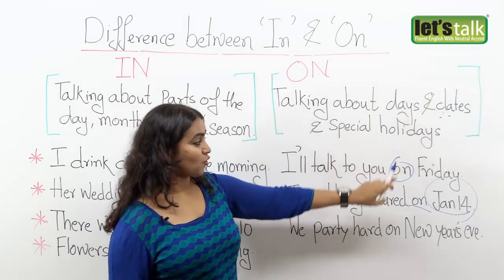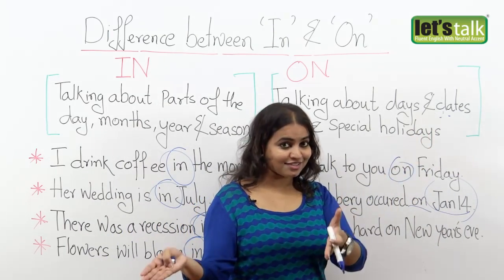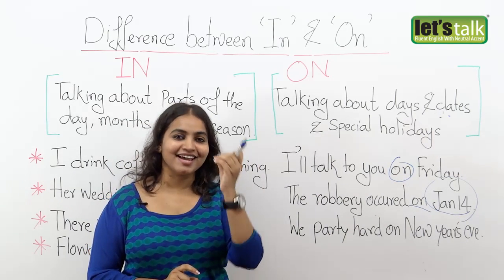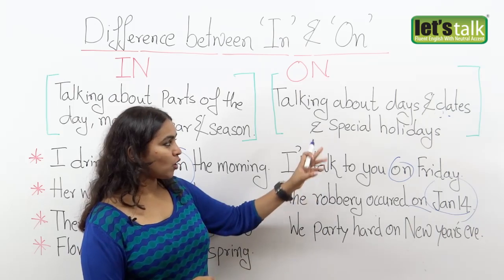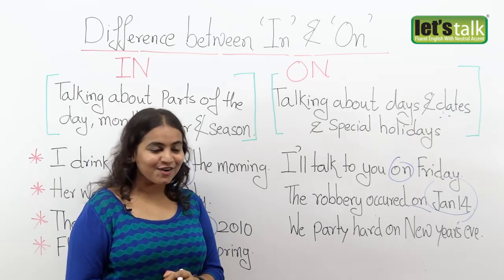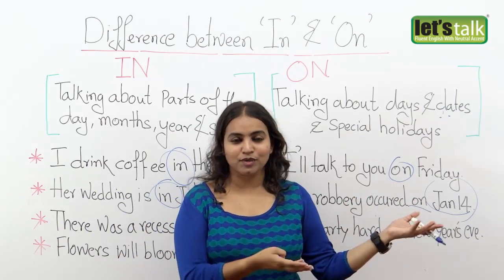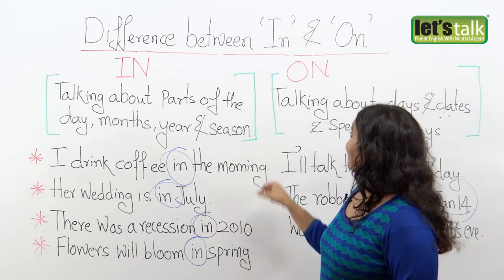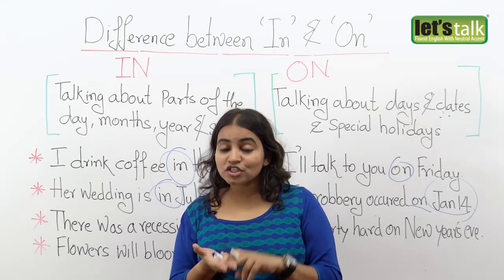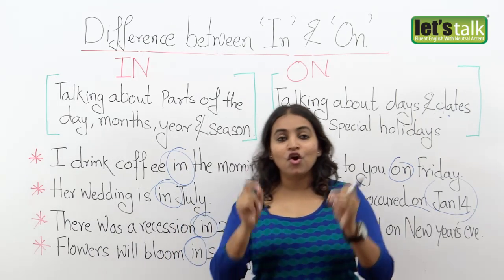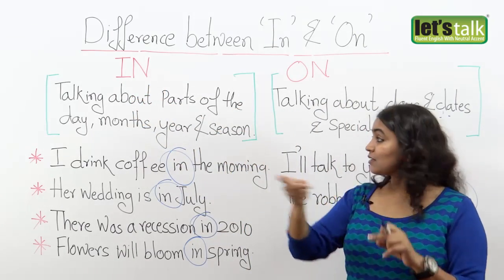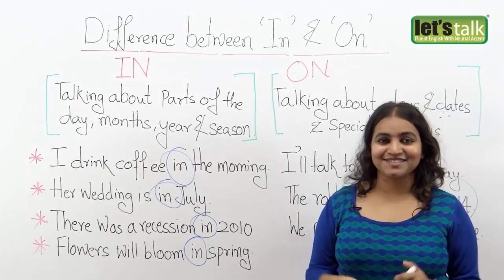So you use on when you're talking about a day, between Monday to Sunday, and you also use on to specify a particular date. Now you also use on for special holidays, as I mentioned. So I can say, we party hard on New Year's Eve, which we just recently did, didn't we? So, talking about dates, days, and special holidays will always have the word on, as opposed to in, which talks about parts of the day, months, years, and seasons.